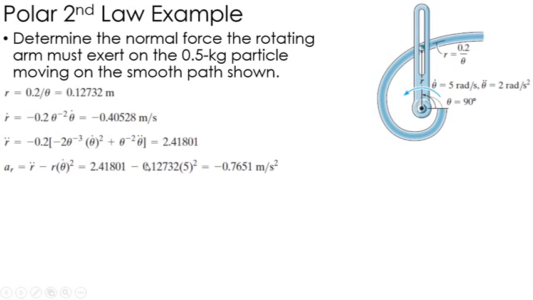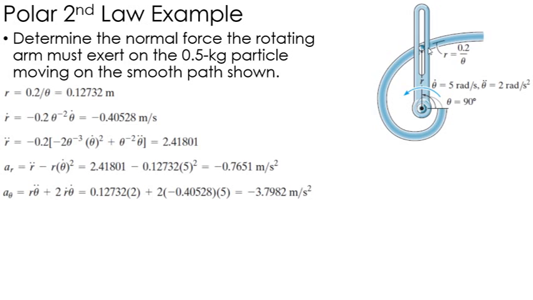So taking all those, plugging them in, I get a radial acceleration of negative 0.76 and a transverse acceleration of negative 3.8 meters per second squared. Again, that's the acceleration in the radial and transverse direction. So I got those accelerations. Now let's draw our free body diagram, knowing that we're going to have our coordinates in radial, transverse, polar coordinates.